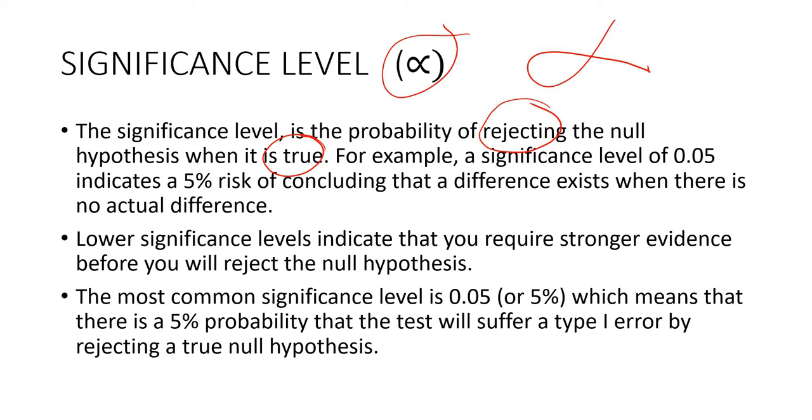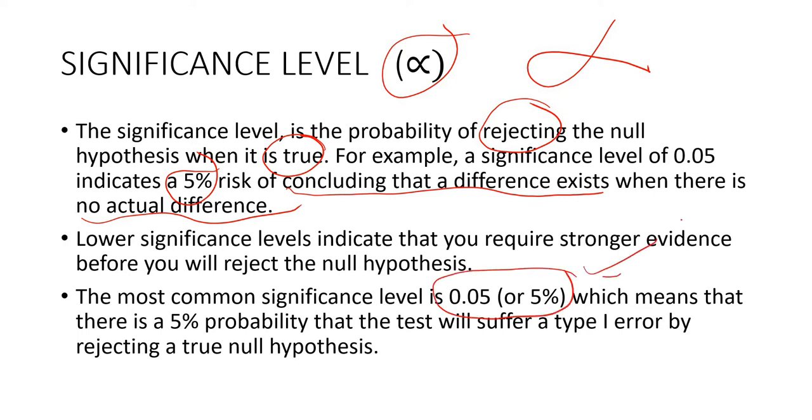For example, a significance level of 0.05 indicates a 5% risk of concluding that a difference exists when there is no actual difference. You got the point. A lower significance level indicates that you require stronger evidence before you will reject the null hypothesis. The most common significance level is 0.05 or 5%.